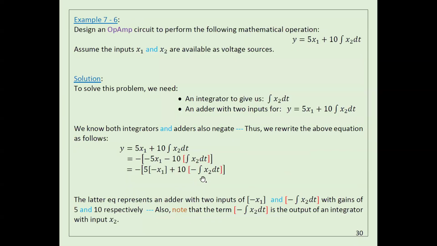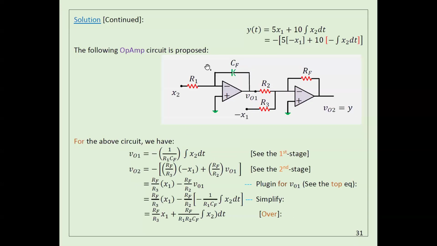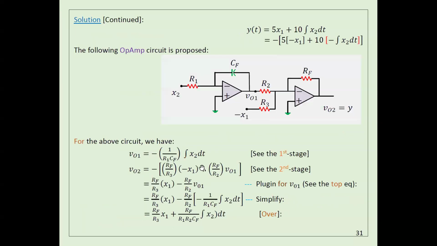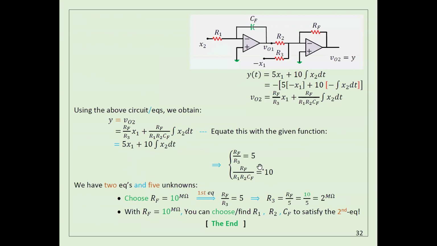Same thing here for integration. I'm going to input x2, not negative x2. Why? Because the integration circuit itself is going to multiply by negative already. You know what I'm saying? So this part can come from here, and then after that, and this is the most important part, you need to find the parameters, the different elements of the circuit, see what values you need to select for these elements in order to get 5 here and in order to make this one 10. Any questions?